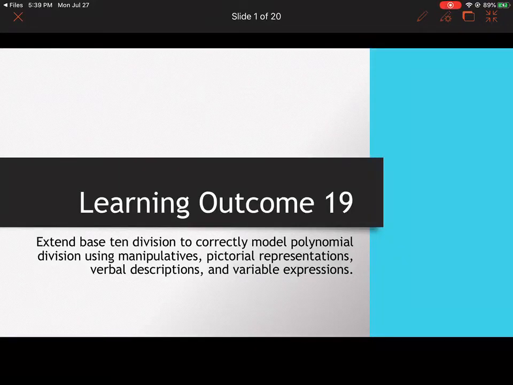Welcome class to Learning Outcome 19 PowerPoint video for Math 2015. In this learning outcome, we're going to extend our base 10 division to correctly model polynomial long division using manipulatives, pictorial representations, verbal descriptions, and variable expressions.